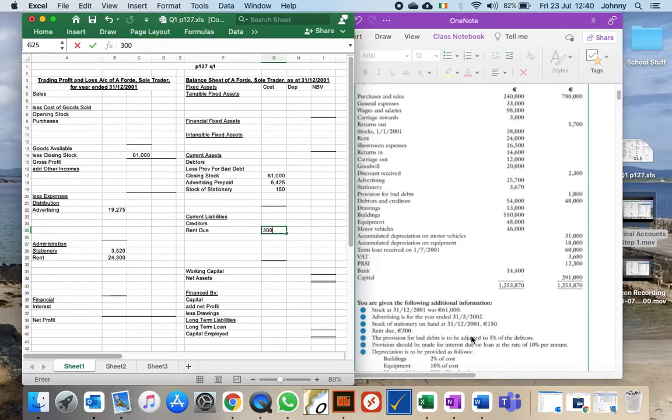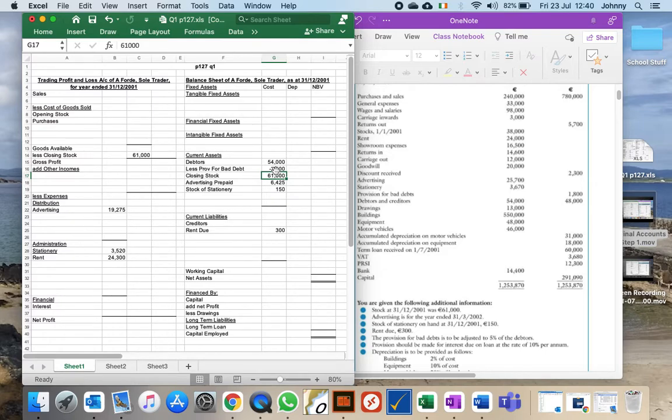Next, provision for bad debts to be adjusted to 5% of debtors. Okay, now, I'll read down here. Debtors is 54 grand, creditors is 48. So debtors is 54, so I'm going to put in 54 grand there. Now, provision for bad debts is going to be taken away, and provision for bad debts is 5% of debtors. So it's a minus 54 grand times 5%. So that's the provision for bad debts.